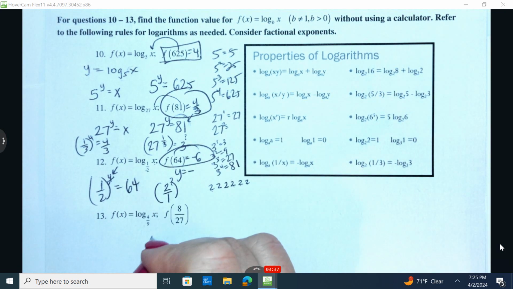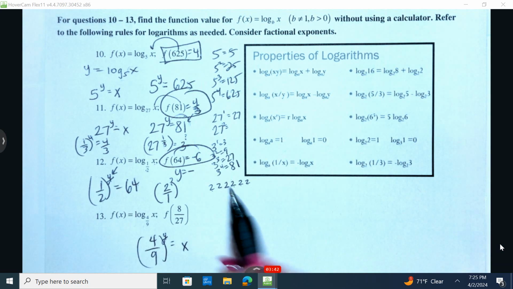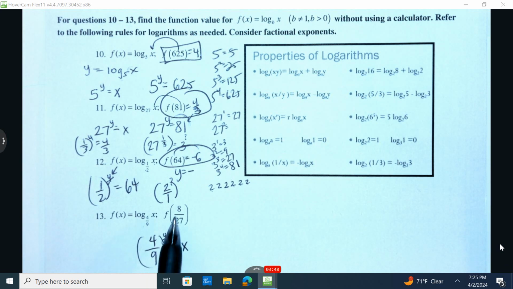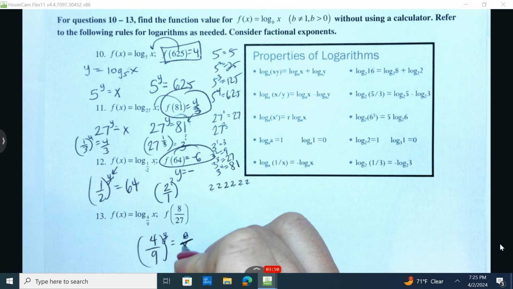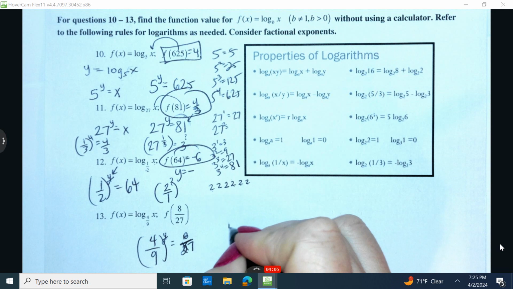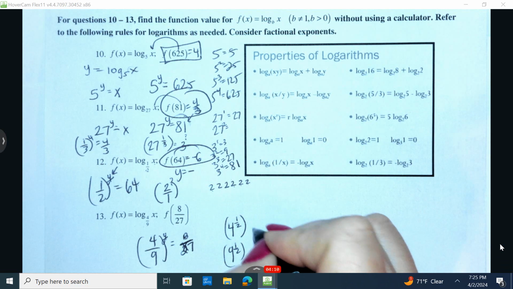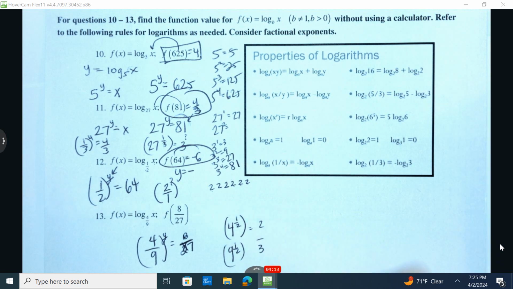Okay, let's do this one. So we have 4/9 raised to what power equals x? Okay, here. And I want this to equal 8/27. Well, let's see here. How can I turn a 4 into an 8 using an exponent? Well, the first thing I think of is if I take 4 to the 1/2 and I take 9 to the 1/2, that really means like a square root. So I'd have 2 and I'd have 3 at this point.